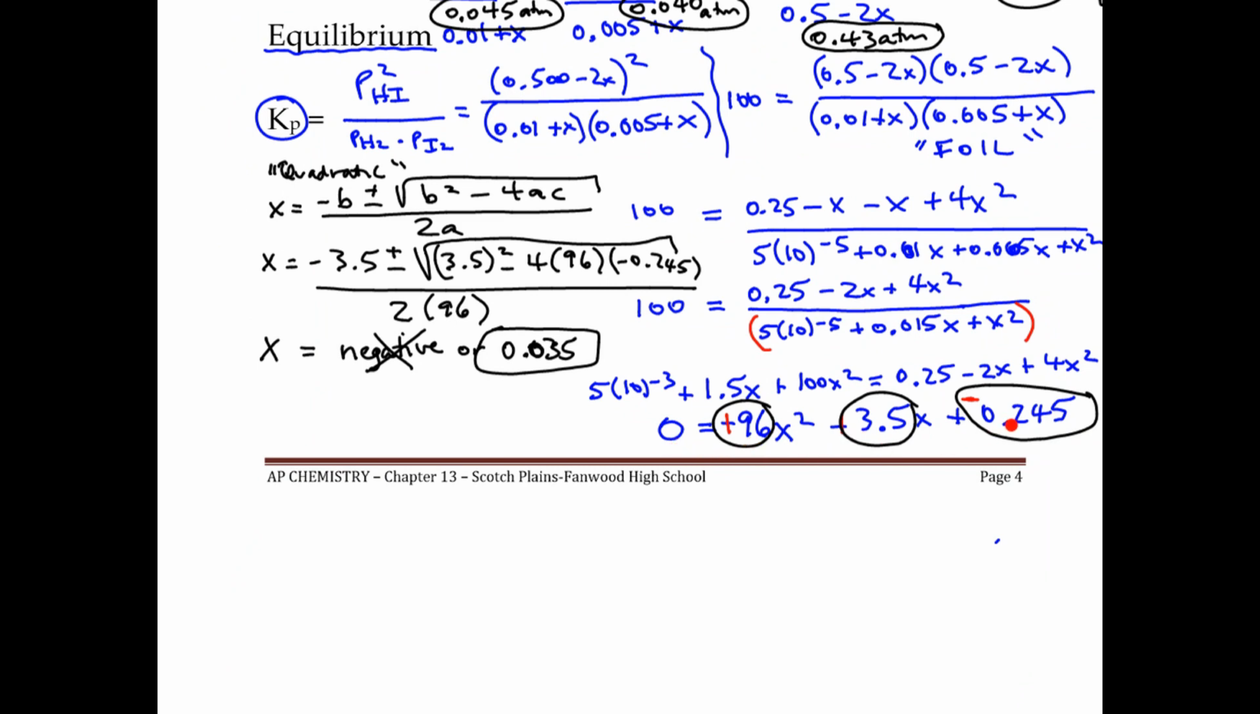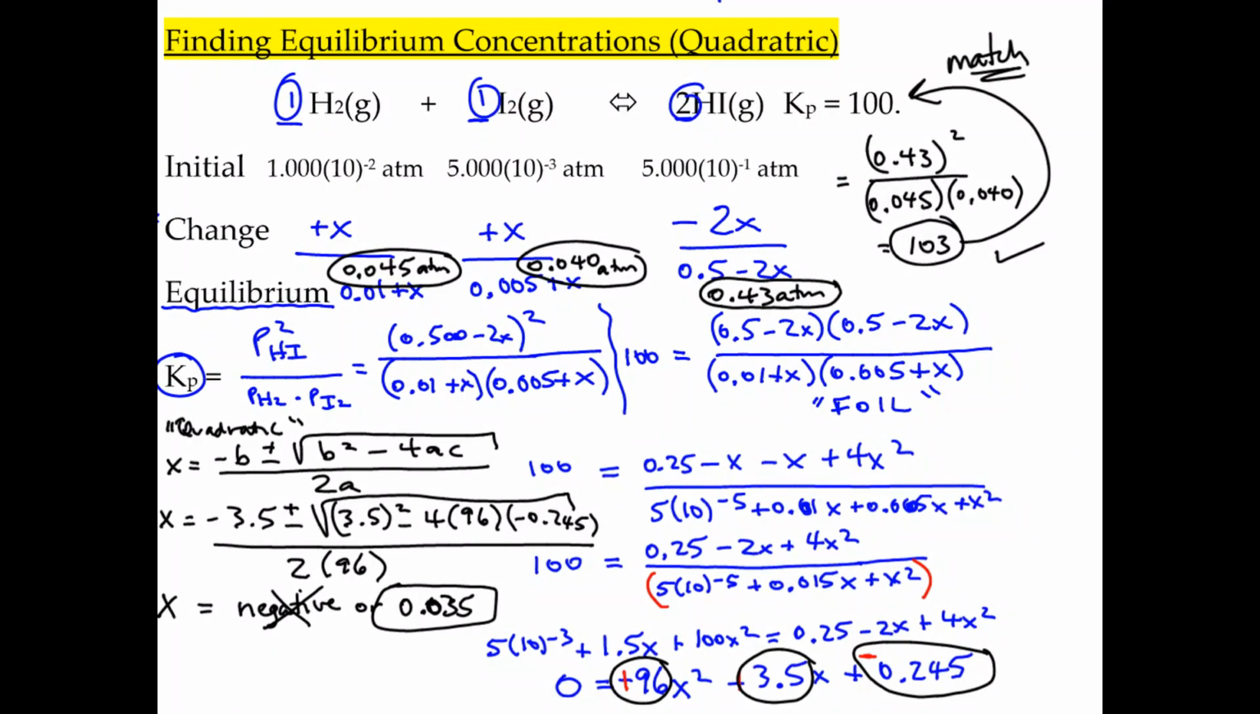We stuck that into the quadratic equation. It always gives you two answers. One of them, if it's negative, is no good, and the other answer is the right answer. We did a double check, and we found out up here that this did match. This matched the K once we did the numbers, so we did the right answer.